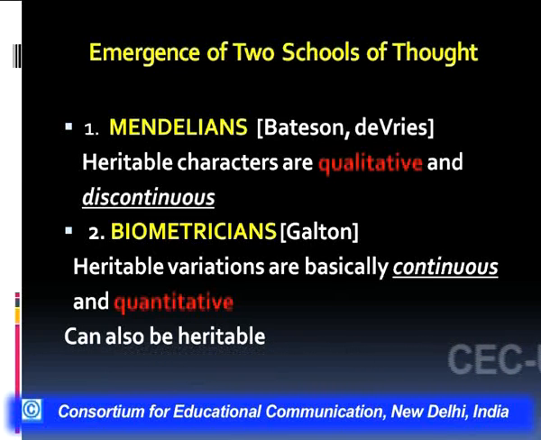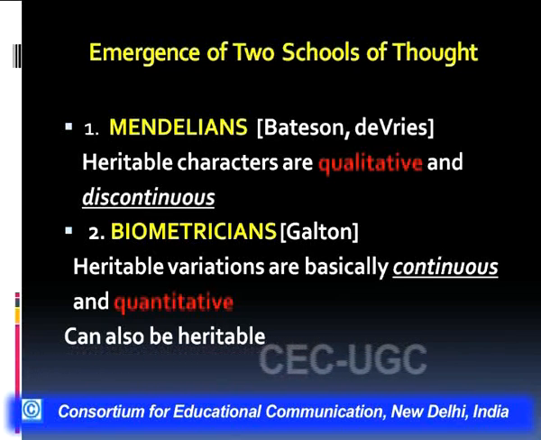They believed that all the characters which are heritable are qualitative and discontinuous, whereas Galton led the school of biometricians, they were convinced that the heritable variations were basically continuous and quantitative, and they said let us talk in terms of numbers, let us talk in terms of units and not a phenotype of dark and light alone, and they believed that these particular traits could also be heritable.